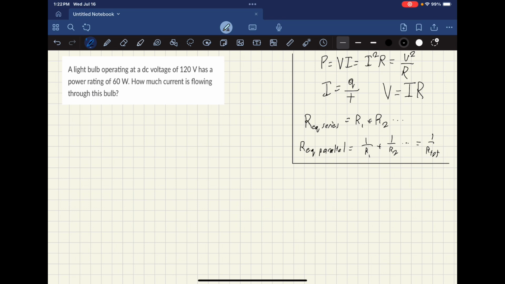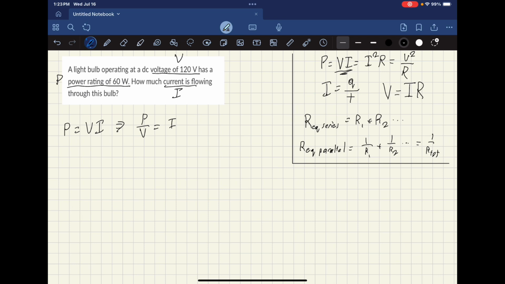Now we have a light bulb operating at a DC voltage of 120 volts. So that's our V. It has a power rating of 60 watts. So this is our P. How much current is flowing through this bulb? So we use our top equation. Let's see, we have a V, we have a P. We're interested in current, which is I. So we can use this equation here: P equals VI. Since we want current by itself, we divide by the voltage on both sides. We get power over voltage is equal to current.